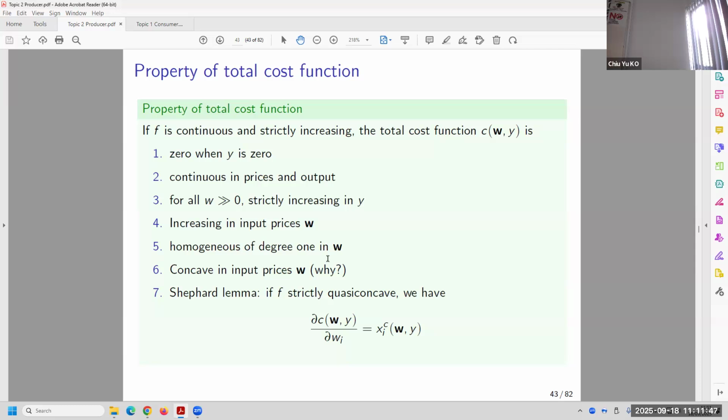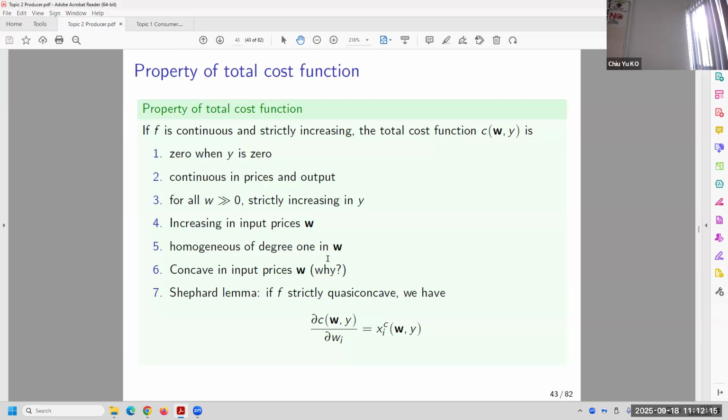Okay. So the first one is trivial, right? Output 0, cost is 0. The second one should be increasing in price and output. That is also normal. And it's increasing in Y, right? If you produce more, you need to pay more. There's nothing deep. And the fourth one is that it is also increasing in input prices. There's nothing deep there as well, right? More expensive, then cost more. Okay. I think the key is 5, 6, and 7.